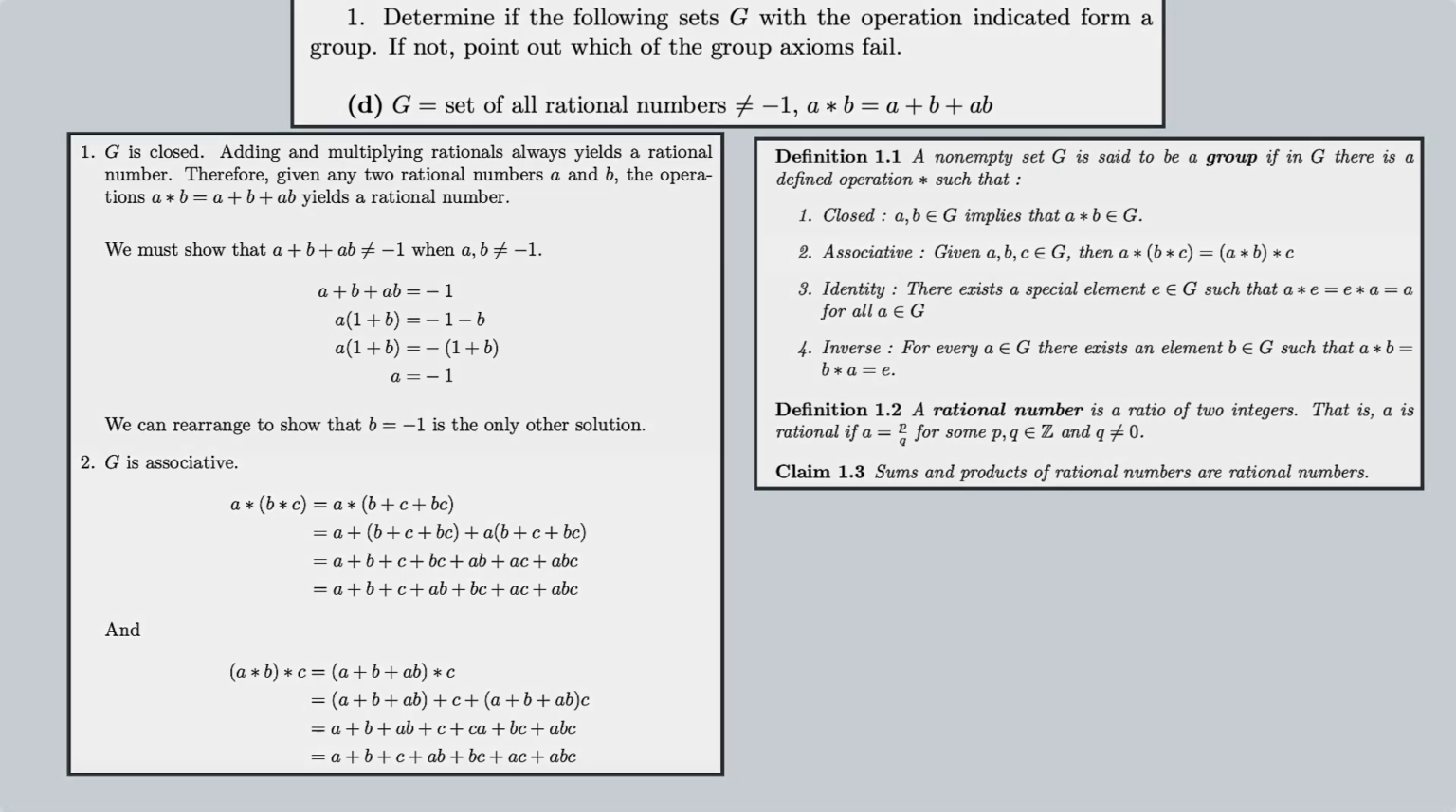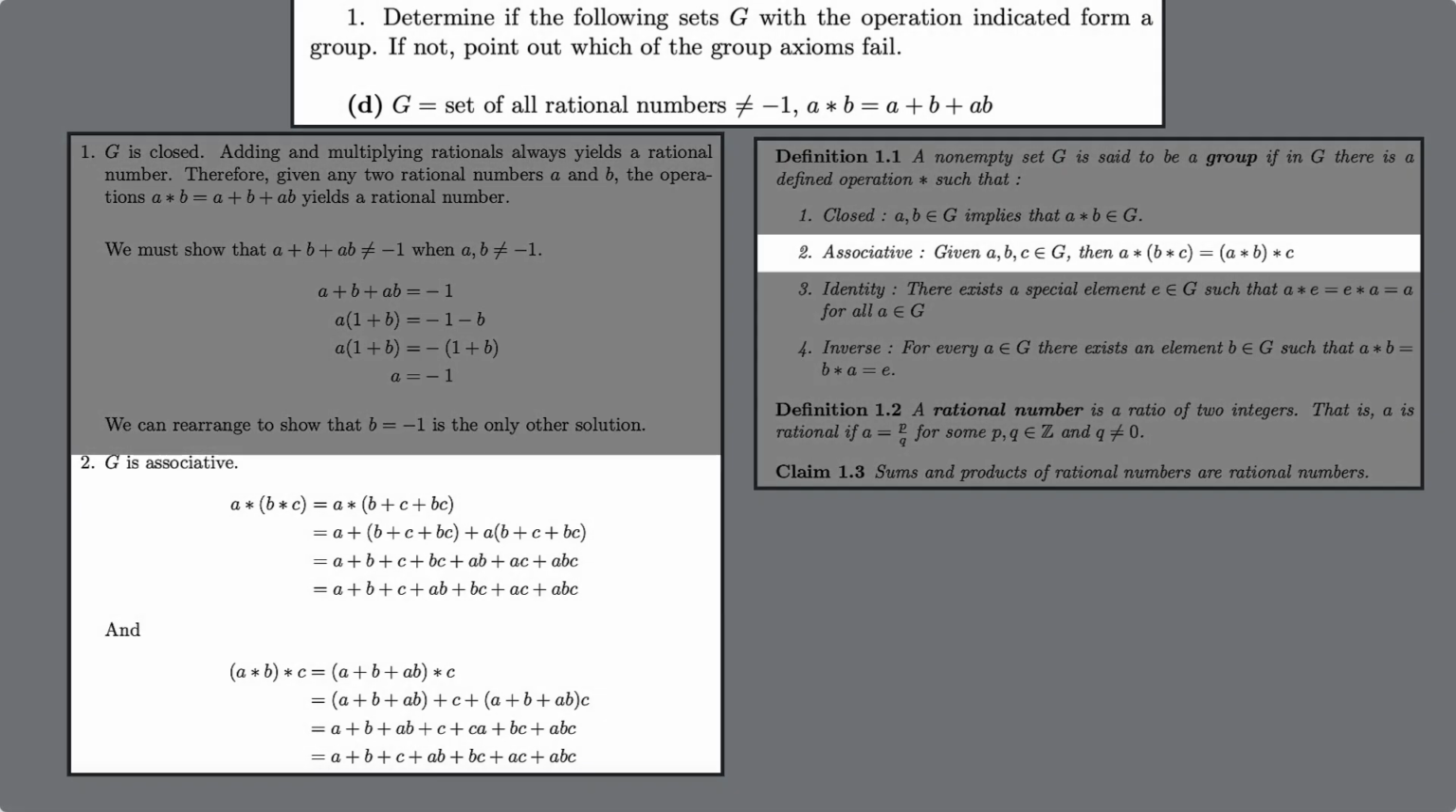Number 2, G is associative. Again, we need to show these 2 equations are equal, and the only difference is in our first equation we apply b star c first, and in the second equation we apply a star b first. Rearranging, doing some arithmetic, we say that they're equal.